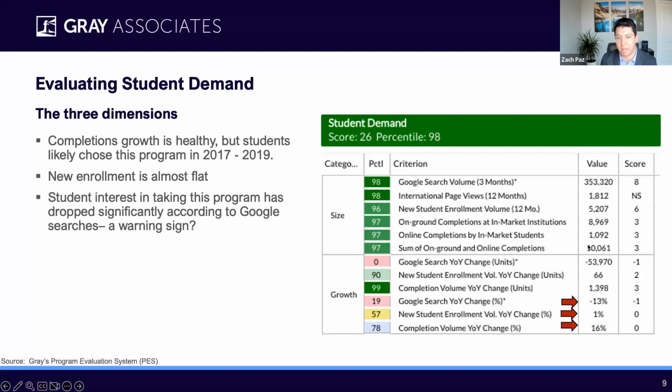but you definitely want to be aware that maybe this isn't the program that you're going to put all your chips in and say, this is a growing area. Maybe it's slowing down a bit. And again, I'll tell you the program in a minute. So that's the student demand section.